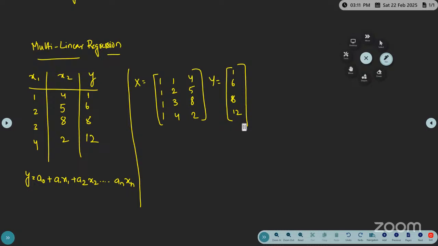So in this scenario, we need to have A, which is a naught, a1, a2, right? So here we have only x1 and x2. So that becomes, in this scenario, y equals a naught plus a1 x1 plus a2 x2. So here we are only having 3 a's, right? That is the reason we'll be having here 3 a's: a naught, a1 and a2.